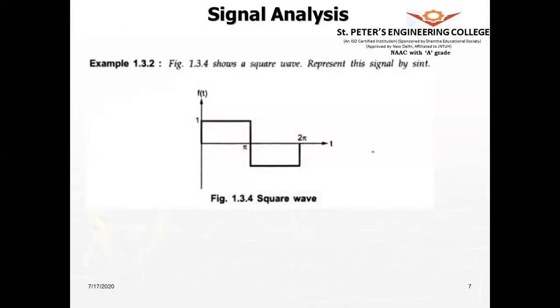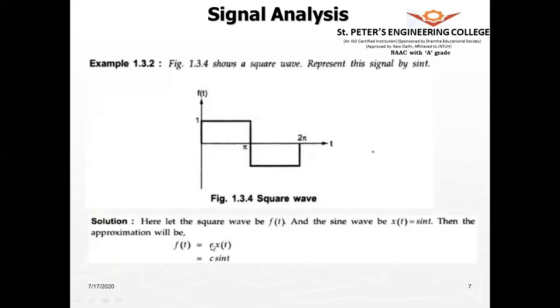Next, let us take another example and represent by another signal here. So here is a square wave and we have to represent this using a sine t. So this is f of t and this is x of t. So we want to find out what is c. So f of t is equal to c into x of t. As we know, when f of t is projected on x of t, there is the projection, that is c. So we have to compute what is c.